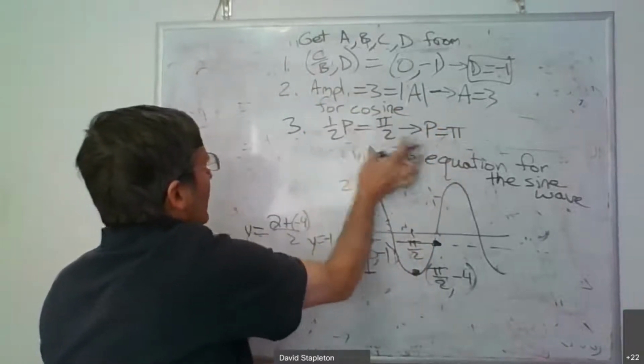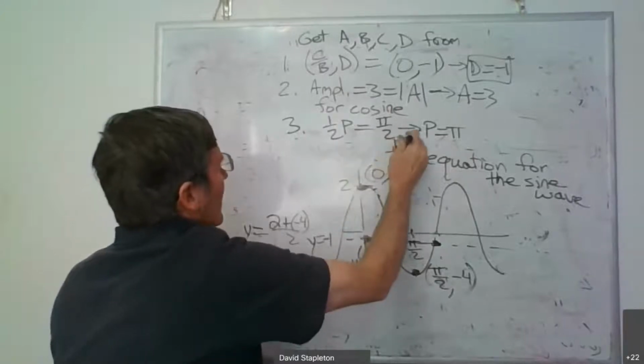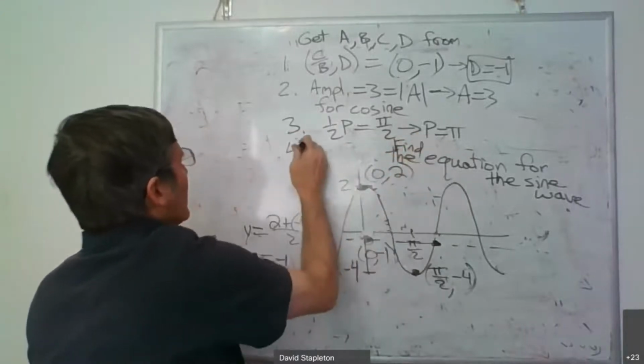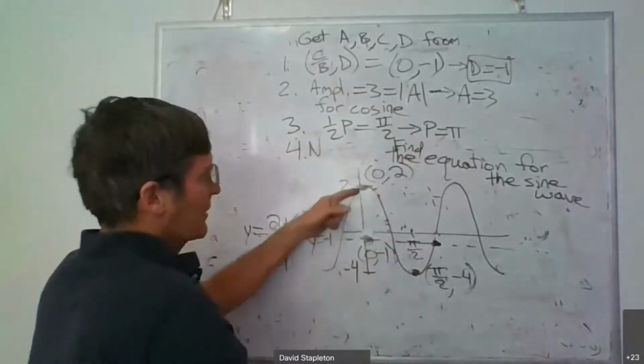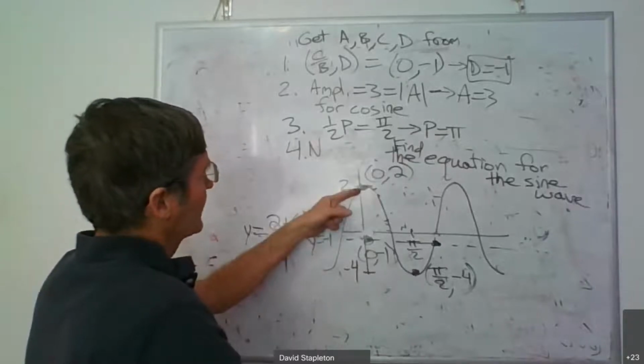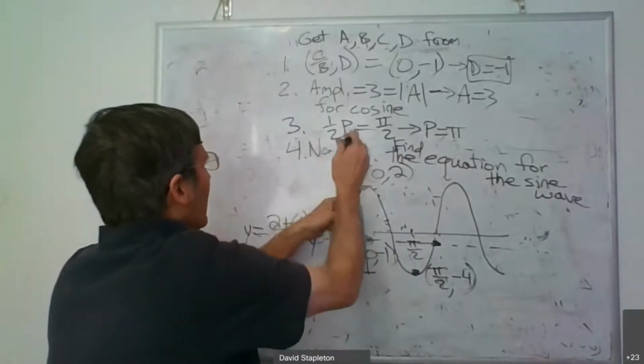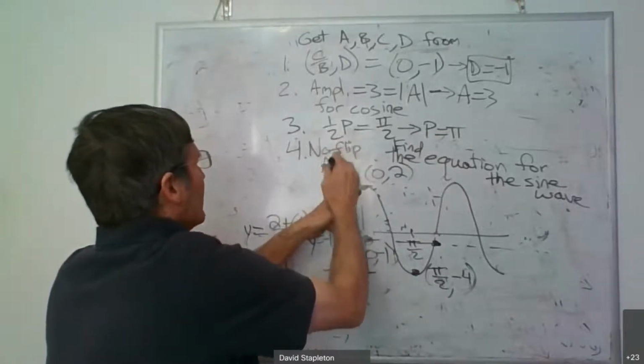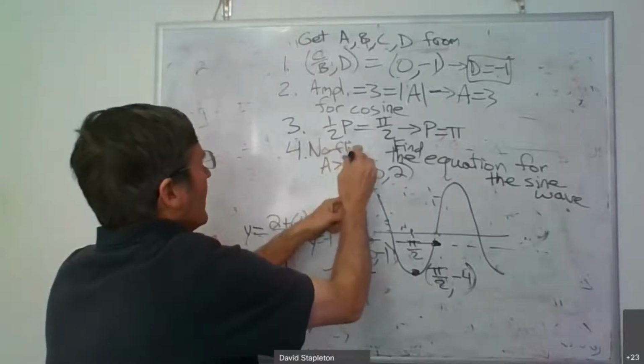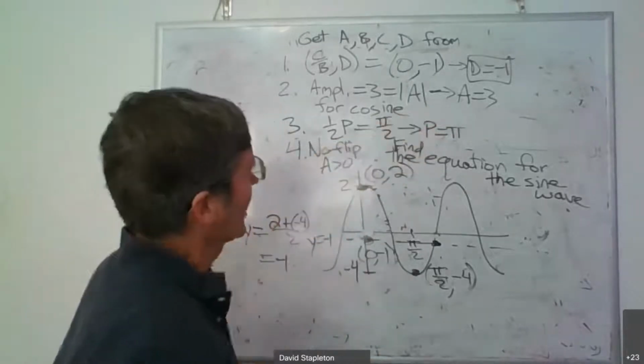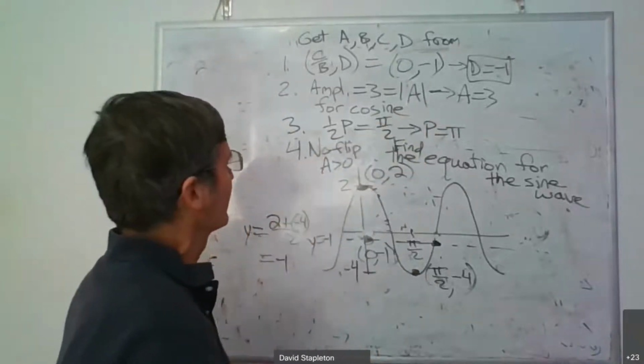Is there a flip? And there's no flip. Since I'm choosing to start at the top of the graph, I'm using cosine, there's no flip. So I want to choose A to be positive. That's what I did up here, so I can start at the top of the graph. So I essentially already encompassed this one.